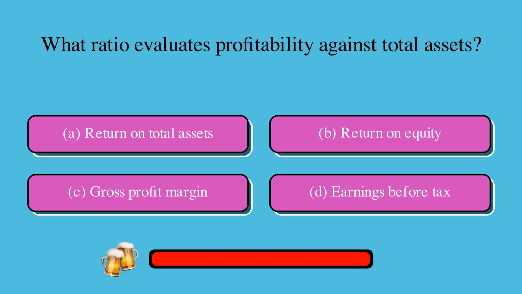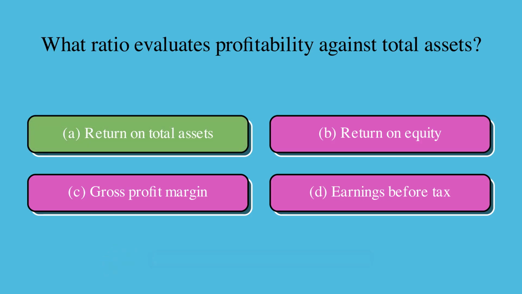What ratio evaluates profitability against total assets? Is it A, return on total assets, B, return on equity, C, gross profit margin, or D, earnings before tax? The correct answer is A, return on total assets.